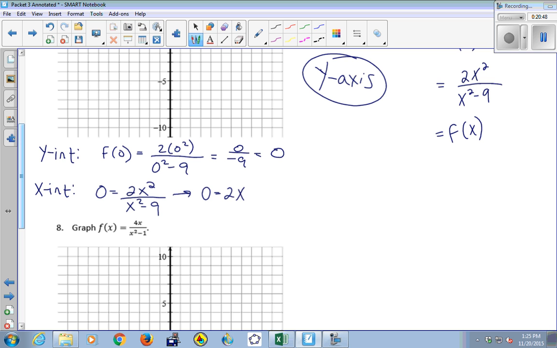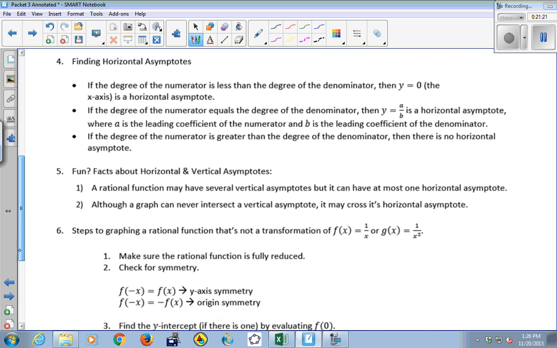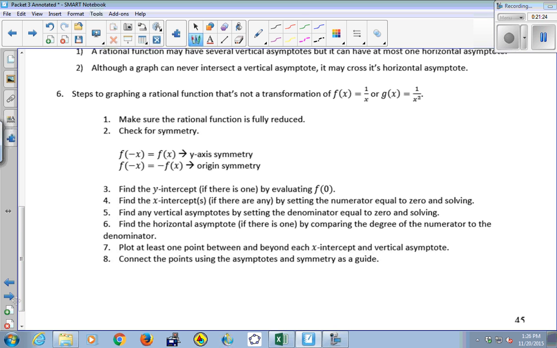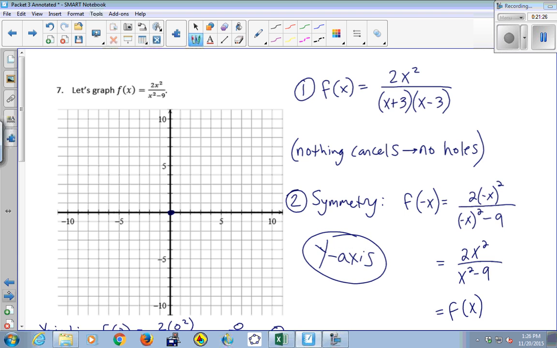So I don't even have to think about the denominator. 0 equals 2x squared. Or if that's hard to wrap your brain around, just imagine you multiplied both sides of this equation by x squared minus 9. So on the right, they'll cancel, and then 0 times x squared minus 9 is 0. All right, what's the solution to that? X equals 0. It's the only solution. So my x-intercept is at 0. So I just have the origin. Then vertical, then horizontal asymptotes.